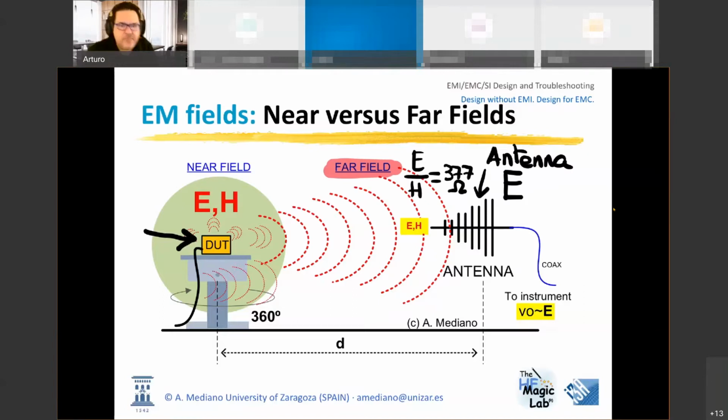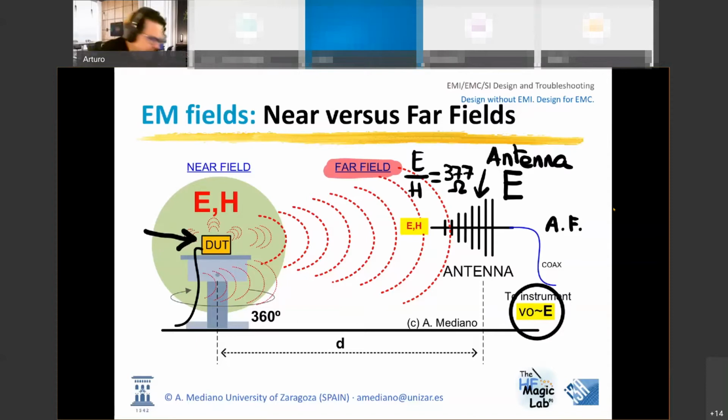And what you measure in the spectrum analyzer is a voltage. The voltage at the output of the antenna is proportional in some way to this electric field. So you need to know what we call the antenna factor to convert the volts you are receiving in the spectrum analyzer to the electric field that the antenna is receiving.